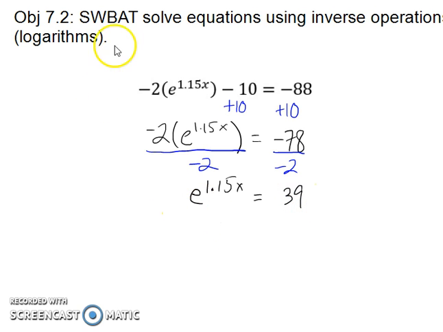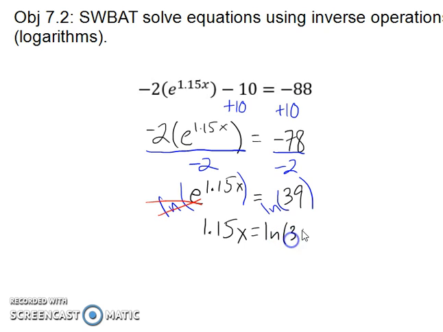Now, to get rid of a base of e, you have to write log base e on both sides. But just like you've been doing for a couple of days, log base e has a special name. So I'm writing ln, that's natural log, on both sides. So ln of this is equal to ln of that. And then the natural log and the e cancel out, and what we get is 1.15x is equal to natural log of 39.